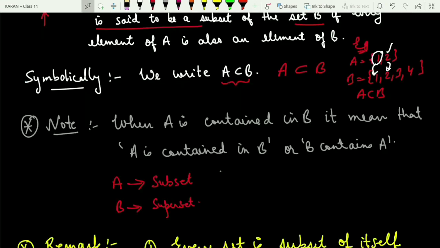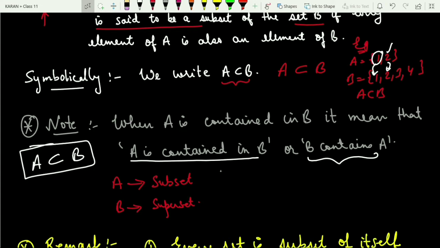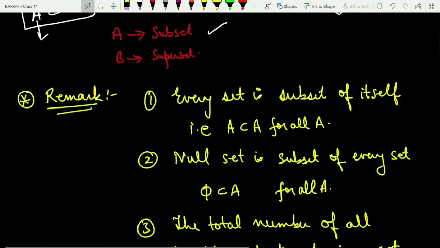Now note, when A is contained in B, we can say it this way, or the other way is to say that B contains A. That is how we pronounce this: A is contained in B. A is called the subset and B is called the superset. Fine with this? Now, very important remarks.